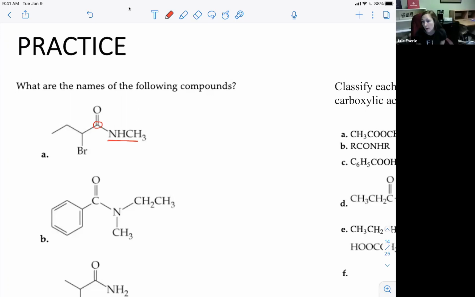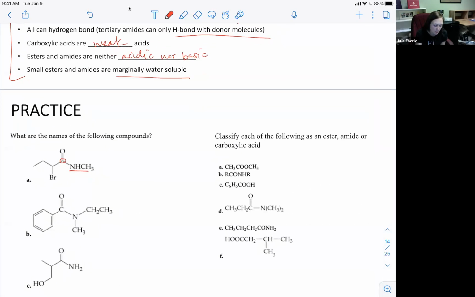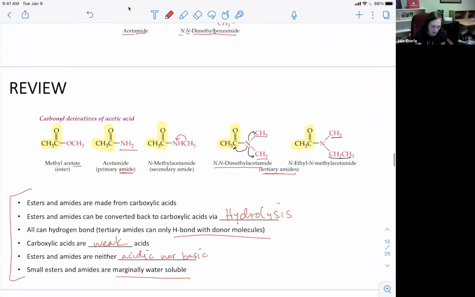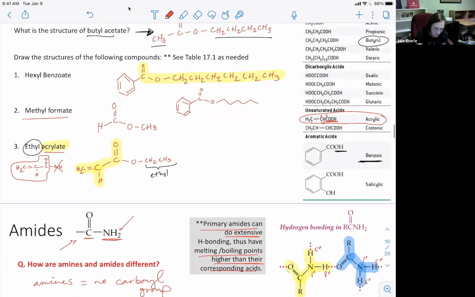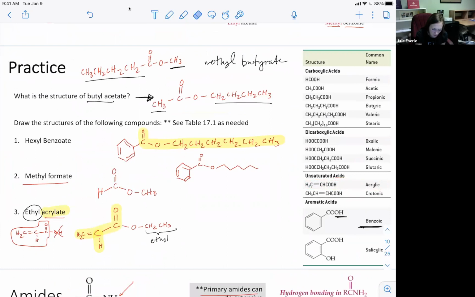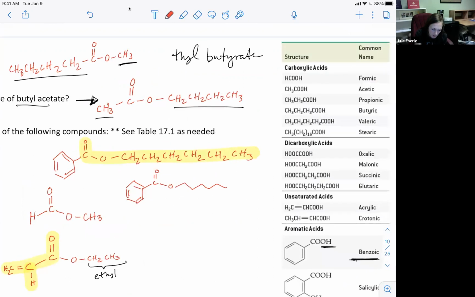So you can do the common or the systematic naming here. If you're wanting the quick common name, you might want to refer back to this table right here. There are 4 carbons in the chain starting with the carbonyl carbon. So what is our common name for that? It's gonna be up here.